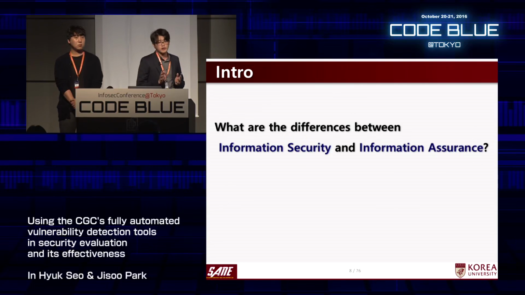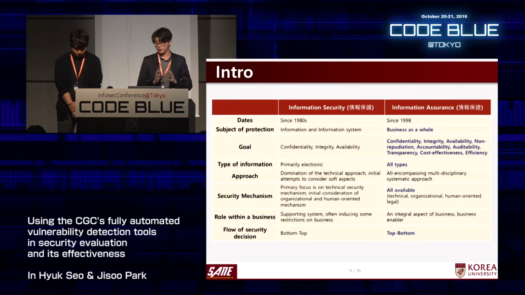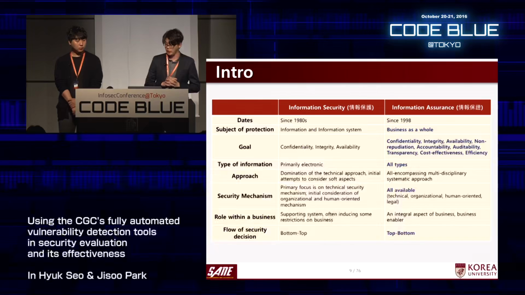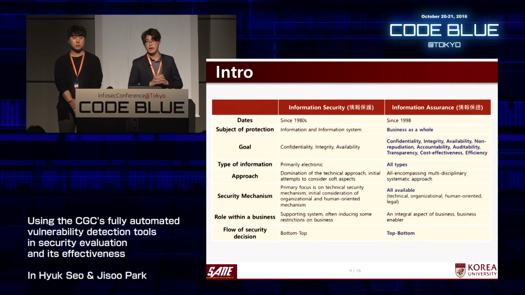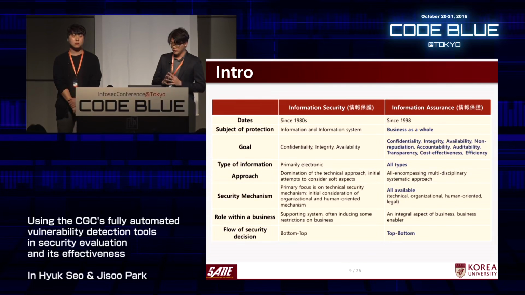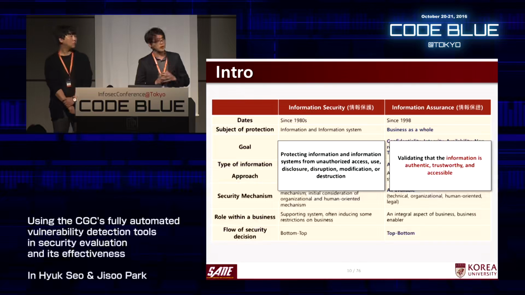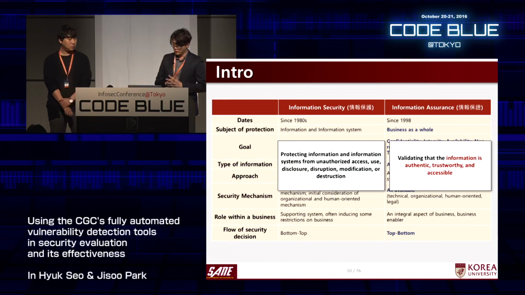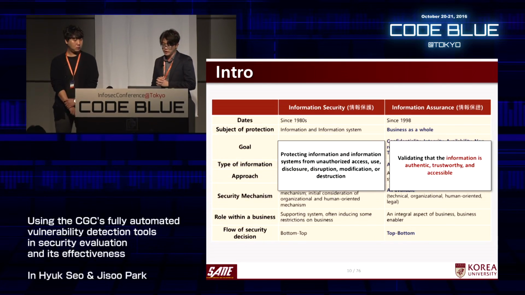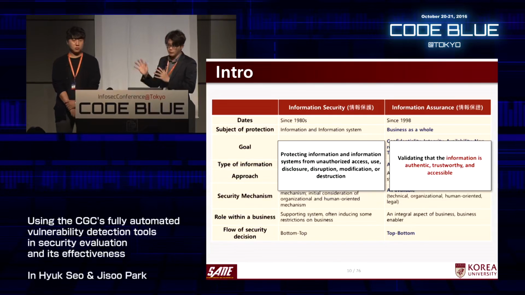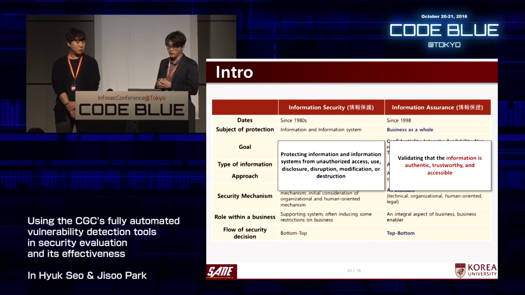And then, what are the differences between information security and information assurance? The goal of information assurance includes not only confidentiality, integrity, and availability, but also non-repudiation, accountability, auditability, transparency, etc. And also the security mechanisms include all available ones, such as technical, organizational, human-oriented, and legal. To sum up briefly, information security is protecting information and information systems from unauthorized access. And information assurance is validating that the information is authentic, trustworthy, and accessible.